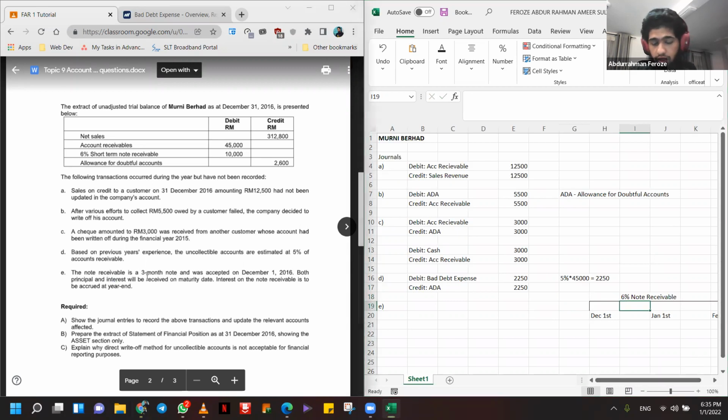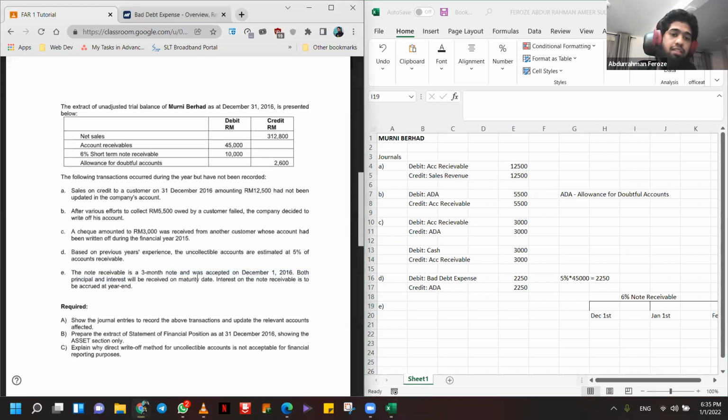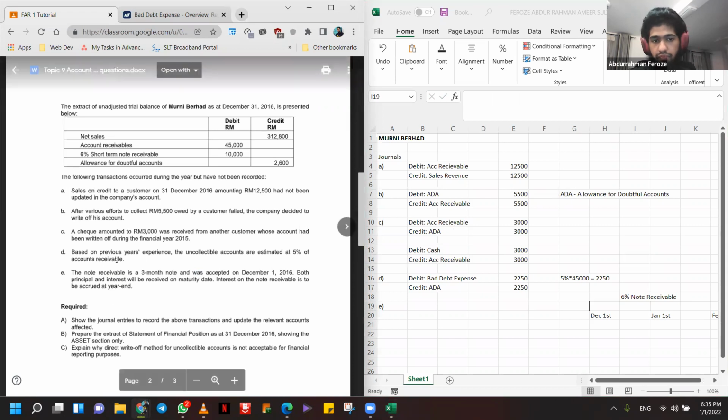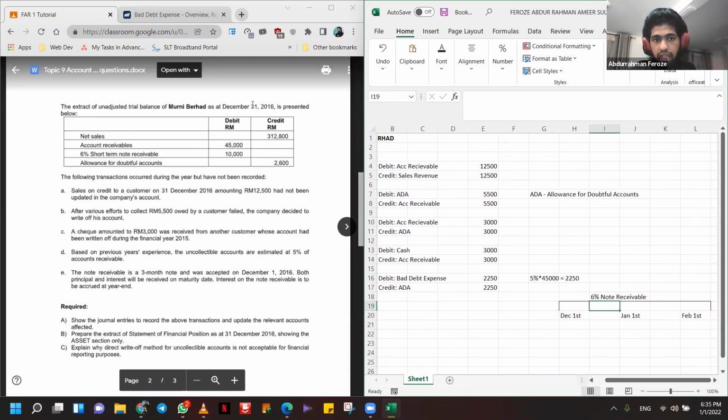One important thing to note here is that the company is giving the note to the customer, and so at the end of these 3 months, the company will receive the principal and the interest on the maturity date. But what matters to us is the 2016 accounting date, not 2017. So what matters to us is this interest receivable that is accrued at year end.